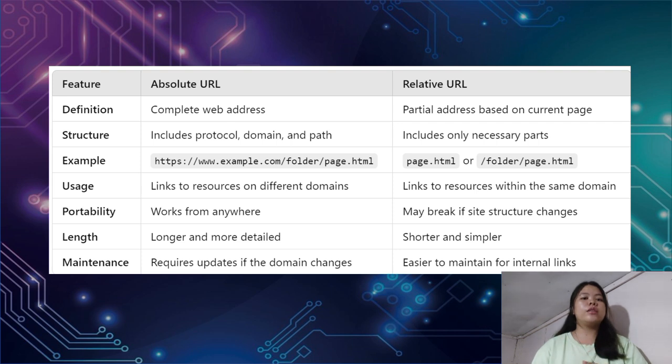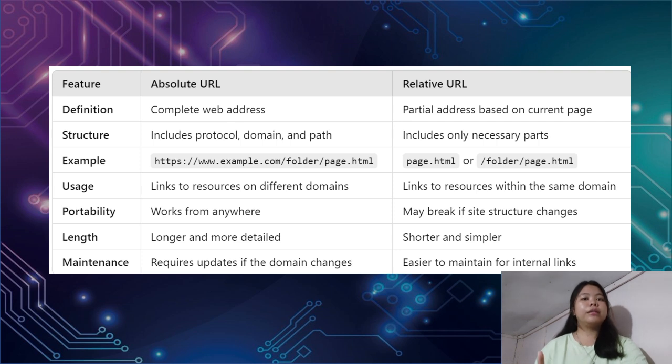The relative URL, on the other hand, may break if the structure of the website changes or if accessed from different domains. So if you change how your website is organized, like moving the files, relative URLs might not work anymore. Also, they can't be used properly if clicked from a different website. In their length, the absolute URL is longer and more detailed due to its complete nature, while the relative URL is shorter and simpler, making it easy to read and manage.